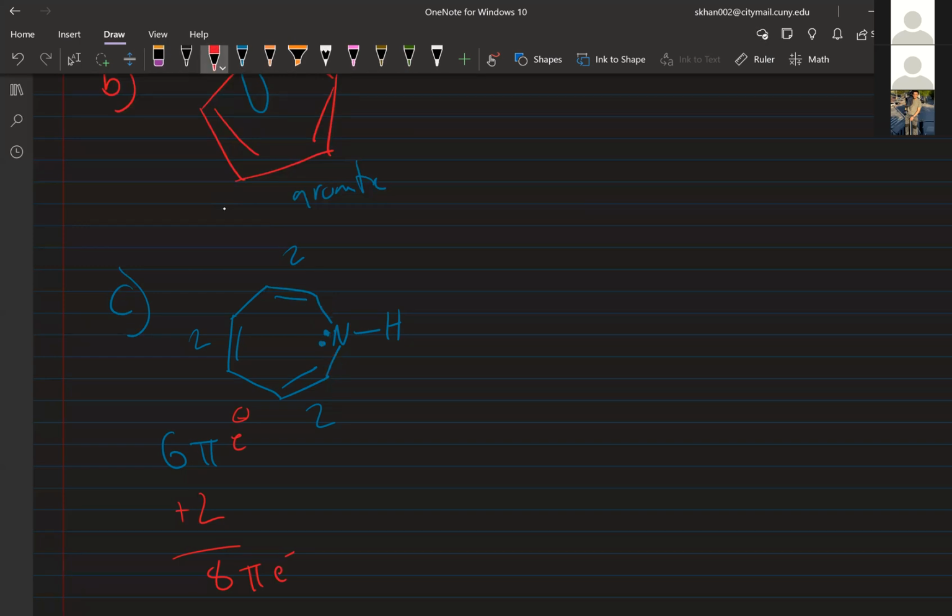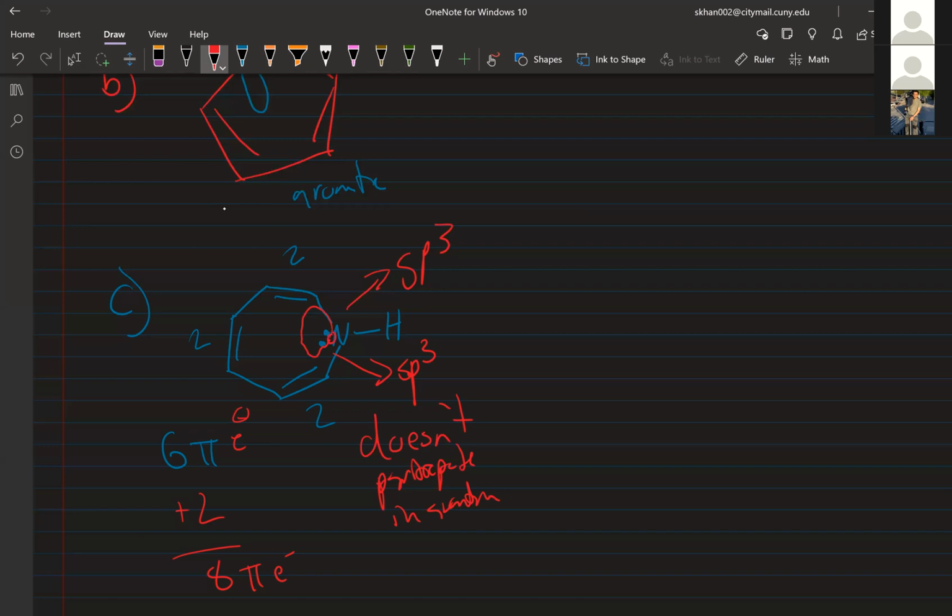So instead, nitrogen will be sp3 hybridized, and this lone pair would be in an sp3 orbital. It does not participate in aromaticity. It's non-aromatic. Because now, remember what the first rule is? It has to be planar. If this nitrogen is sp3 hybridized, you broke planarity in the ring. So if something can avoid being anti-aromatic, it will. Exactly, always.